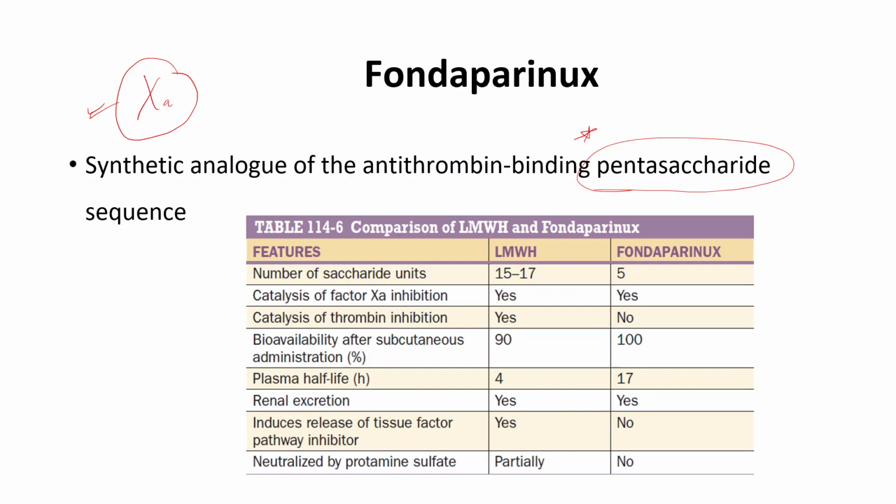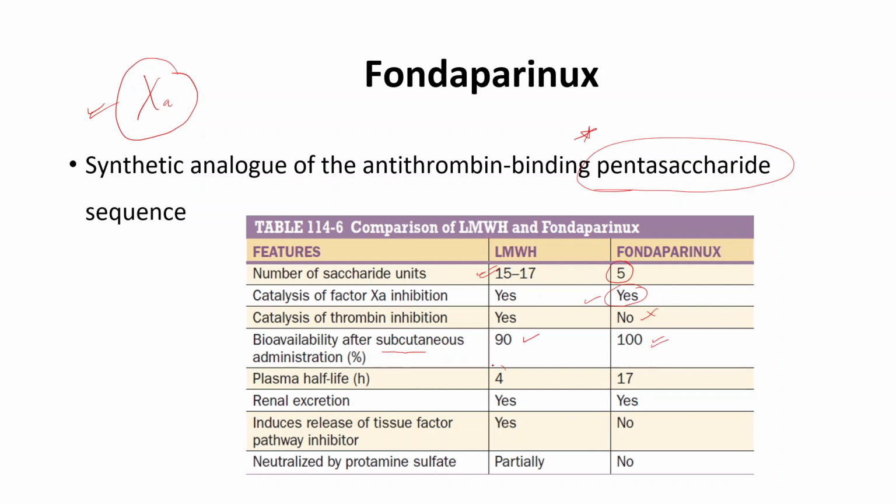So it will be very easy. The number of polysaccharide units here is only 5 because it is only the pentasaccharide unit. Low molecular weight heparin, it is usually 15 to 17. Anti-factor 10A activity it has, but no activity against factor 2 or thrombin. Bioavailability after sub-Q injection for low molecular weight heparin, I told you it is 90%. For Fondaparinux, it is 100%.